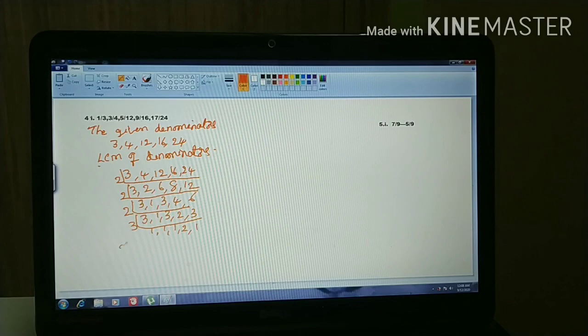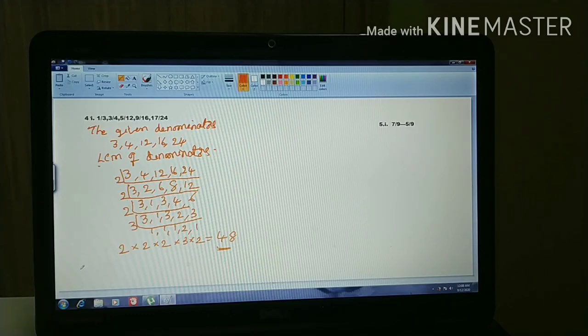Okay, now write down all the factors: 2, 2, 3 into 2. Now what will you get here? 48. Okay, this is your LCM. LCM is 48. Now what we have to do? We have to convert the denominator of each and every fraction into 48. That is the LCM.